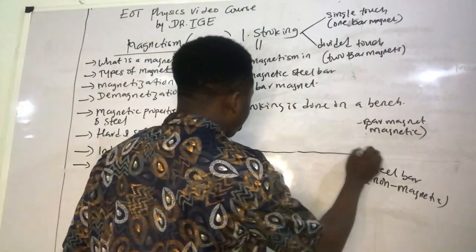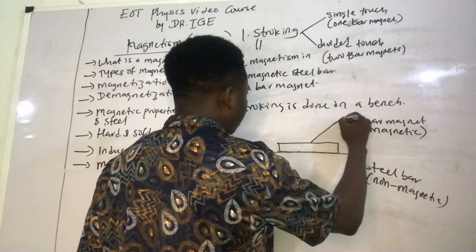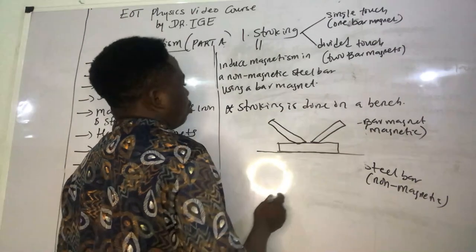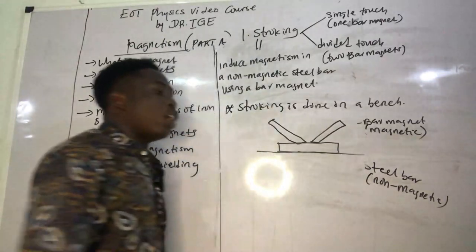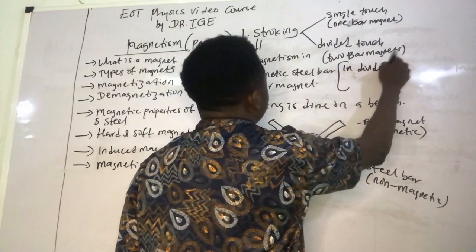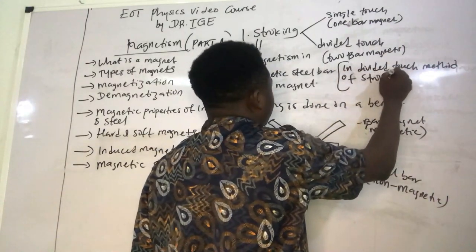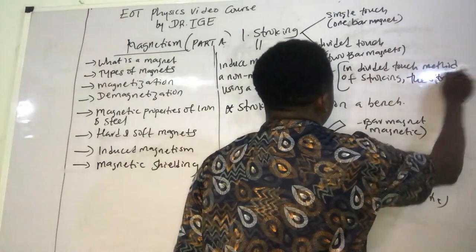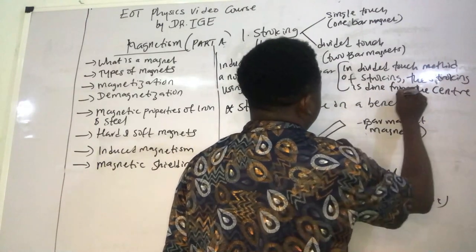So remember, this is the bench. This is the steel bar I want to magnetize. One bar magnet will be coming like this. I'm sorry about my diagram, but that does not give you exam points. Now, I want you to know something. I want you to just put this in your head that in the divided touch method of stroking, the stroking is done from the center outwards.